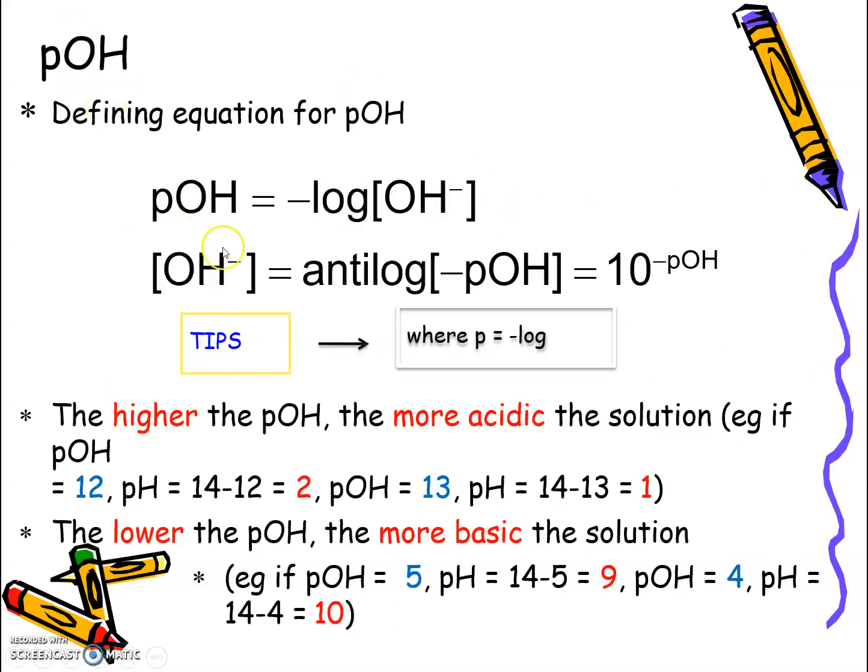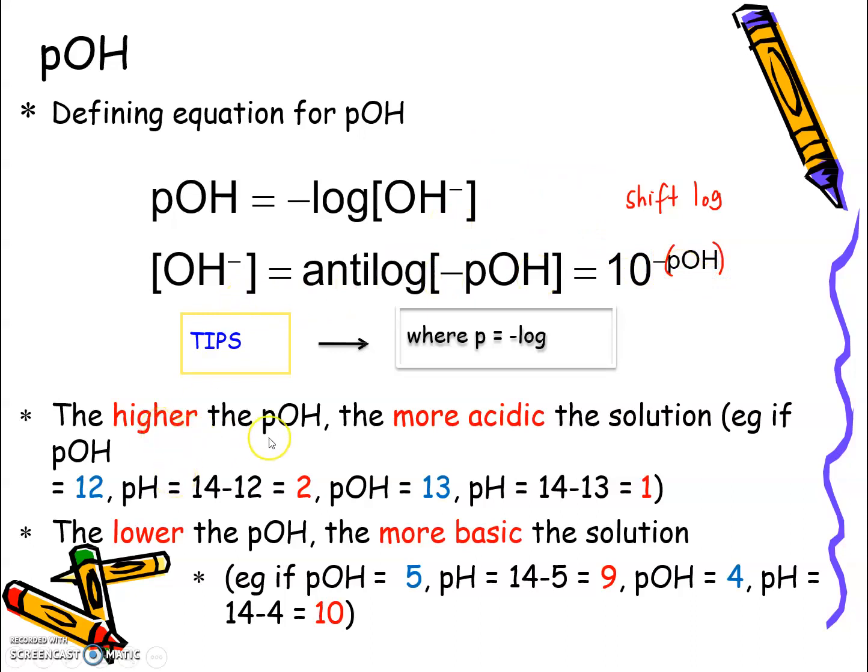For pOH, the formula is negative log concentration of hydroxide. To find the concentration of hydroxide, the formula is anti-log minus pOH. Or if you use the calculator, press shift log, so it will appear 10 to the minus. Then you put the value of pOH, and then you can find the concentration of hydroxide.